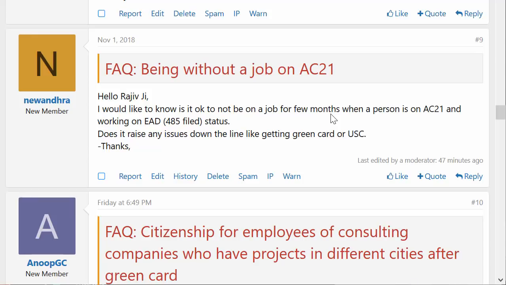Third thing, which is this issue, how about if I'm without a job? My 140 is approved, 485 has been pending 180 days, and I didn't feel like working. I wanted to chill out at home and watch cricket or soap operas or whatever I feel like doing. Does that cause a problem for my green card? And the answer is no, as long as when you get an RFE from the government, you either already have a same or similar job or you can provide a same or similar job offer. So having a gap in your employment after you have qualified for AC21, or while you are still qualifying for AC21, is not a problem.